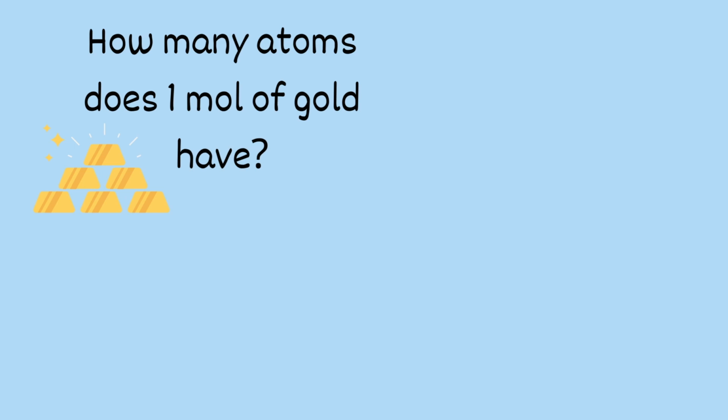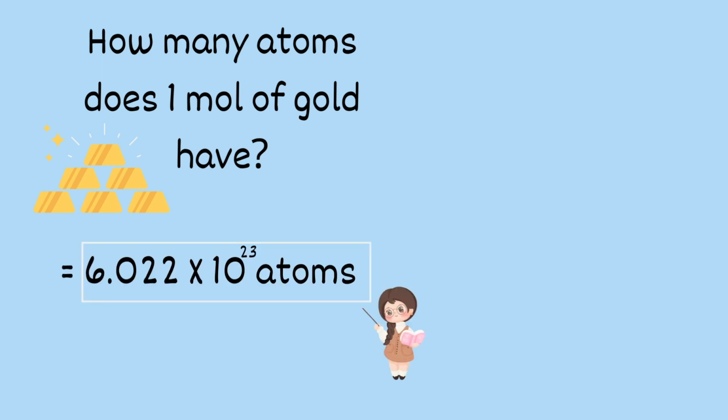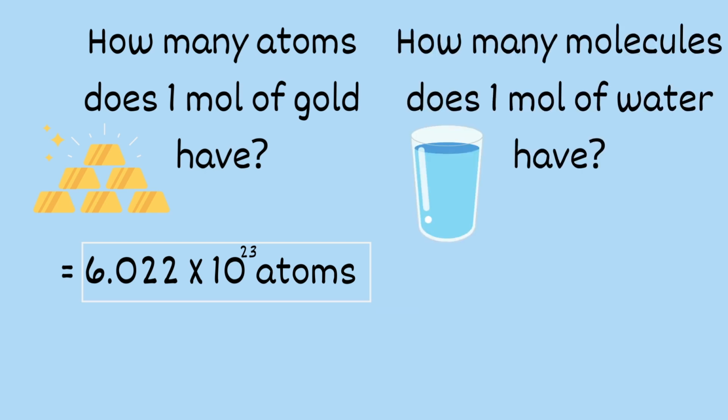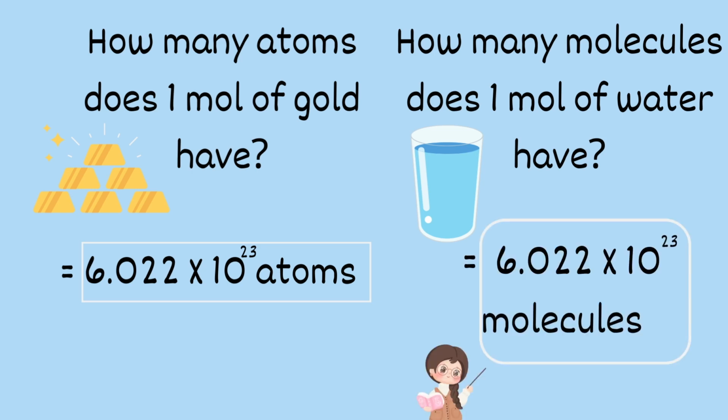Let's try some practice problems. How many atoms does 1 mole of gold have? Yes, 6.022 times 10 to the 23rd atoms. And how many molecules does 1 mole of water have? Awesome, 6.022 times 10 to the 23rd molecules, correct.